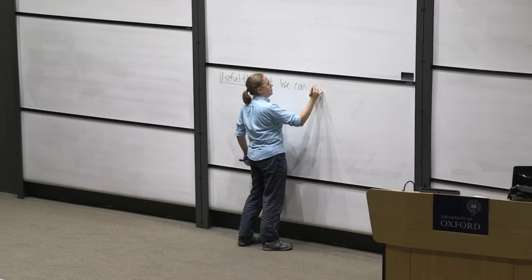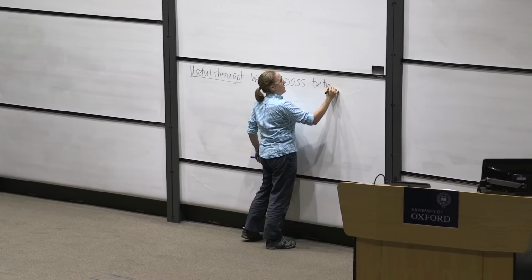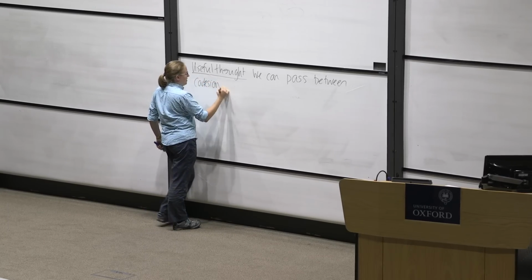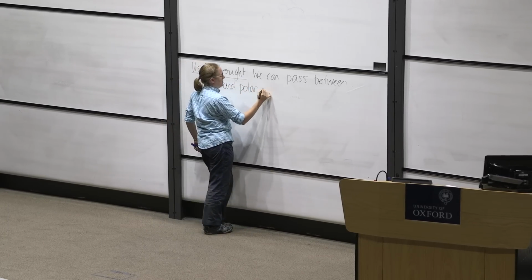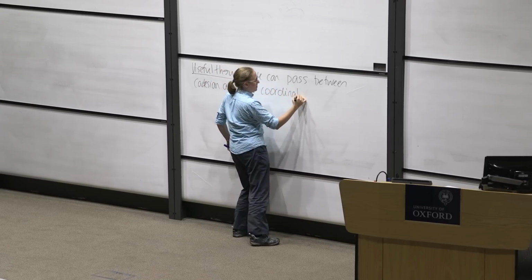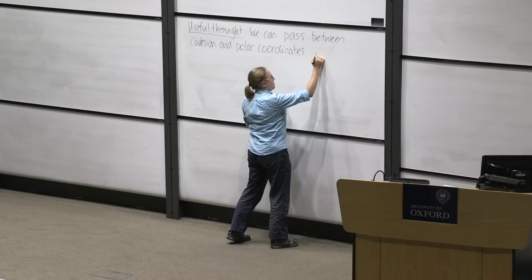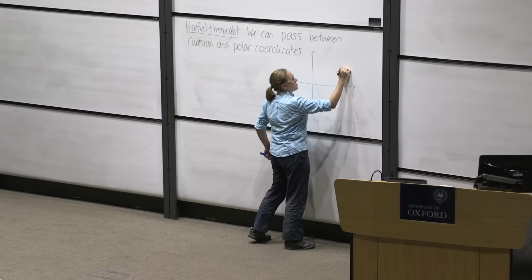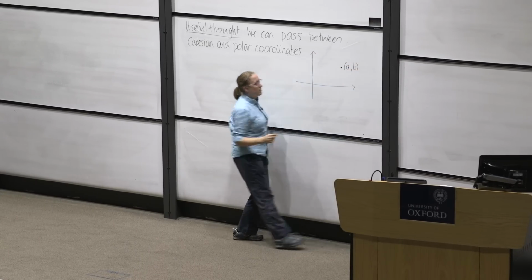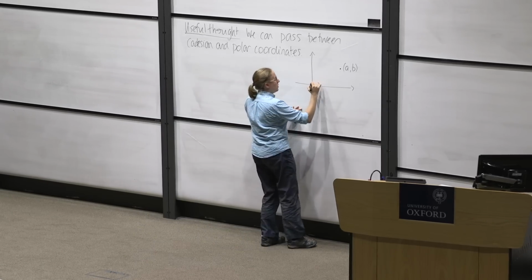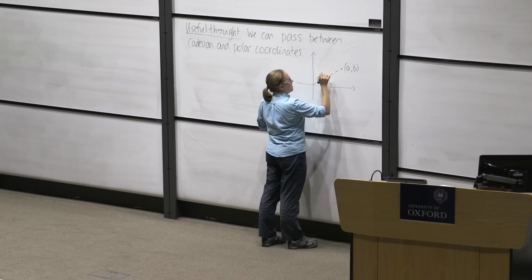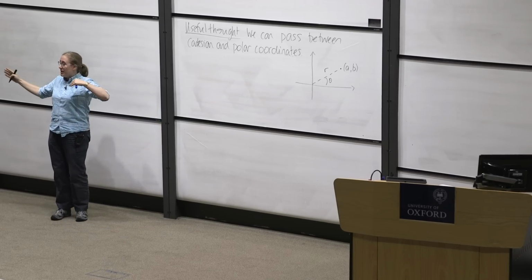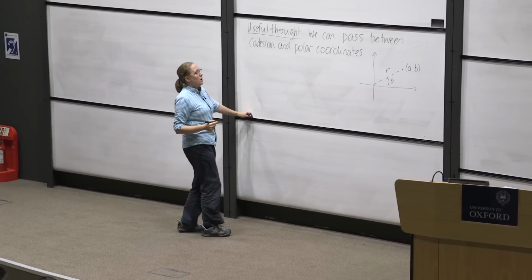So we can pass between Cartesian and polar coordinates. So here's my kind of picture of what I'm doing. So this is my Argand diagram, my complex plane. Here is some little complex number, which I might think of as having Cartesian coordinates a comma b, or I might think of as having modulus r and argument theta. And I'd like to know, if I know a and b, can I find r and theta? If I know r and theta, can I find a and b? That's the kind of point here.